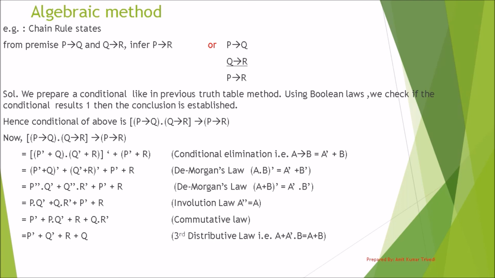Now in this statement we can see Q complement plus Q is there. That means we can apply the complementarity law that states A plus A complement equals 1. Hence Q complement plus Q will be 1. So it will be like P complement plus R plus 1. At last, using the property of 1 that states that when we add 1 to any expression we will always get 1. Now as we get the result 1, this conclusion is established.